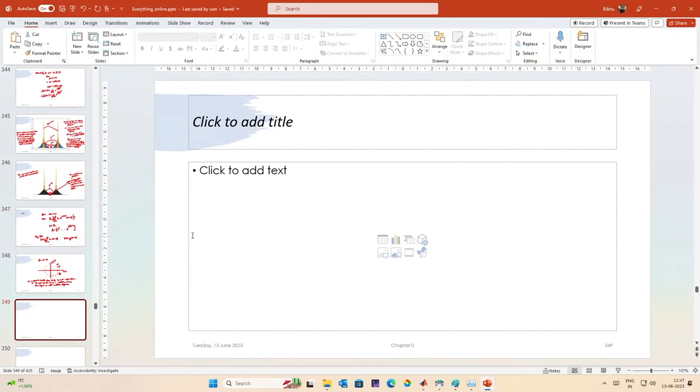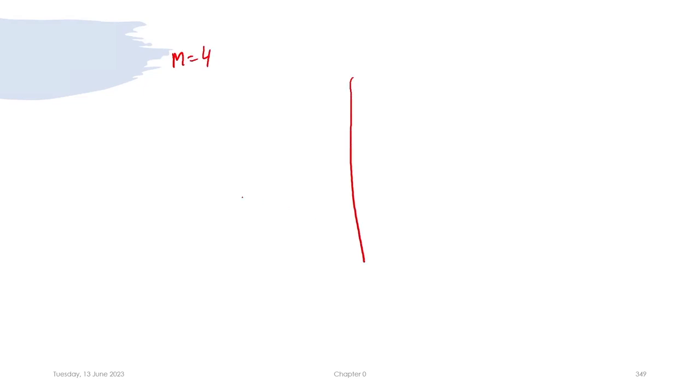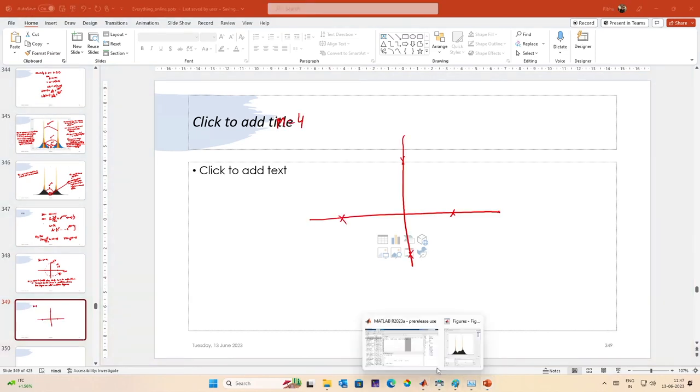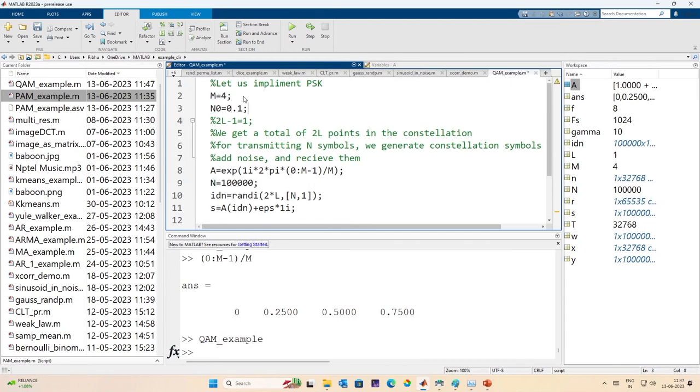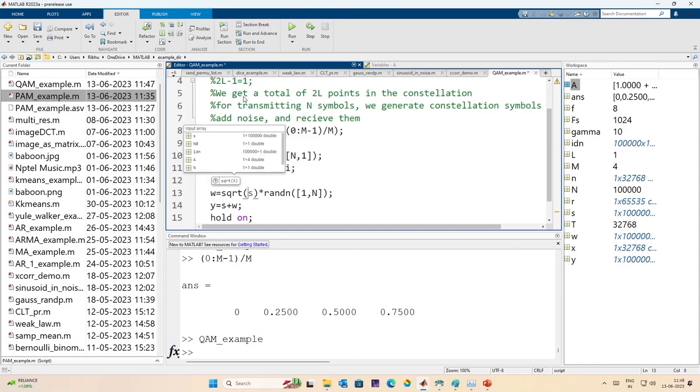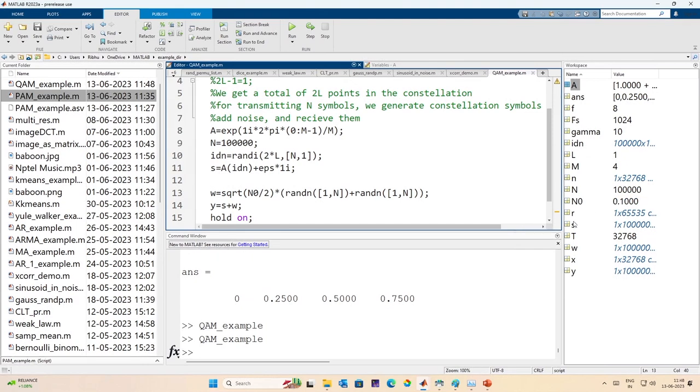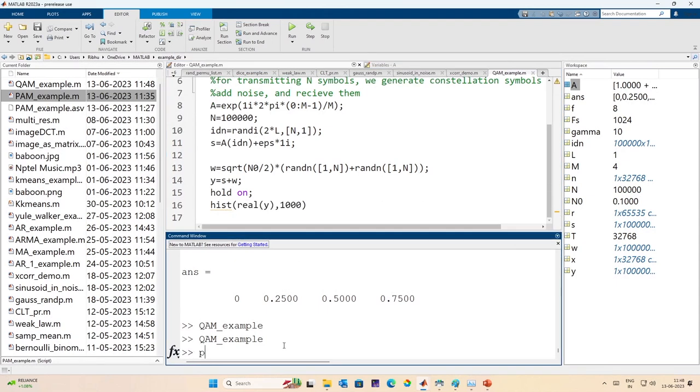M equals 4. These are the 4 possible points, and now the noise will also be complex valued. So, let me say N0 equals this, and I will add complex valued noise with variance N0, plus 1i times this. Do this. So, S, if I see S comma this, close this figure.